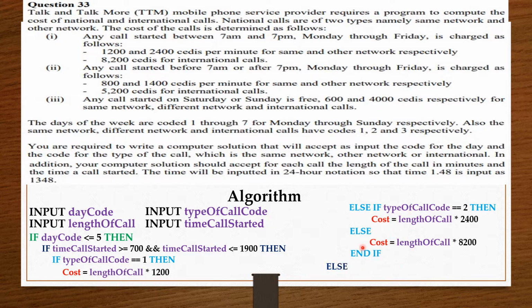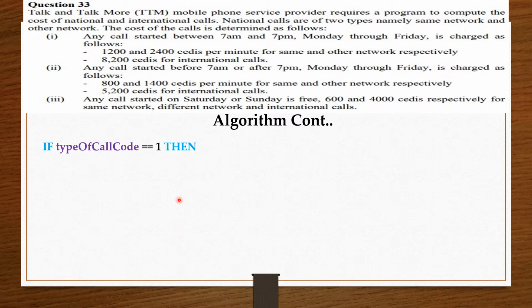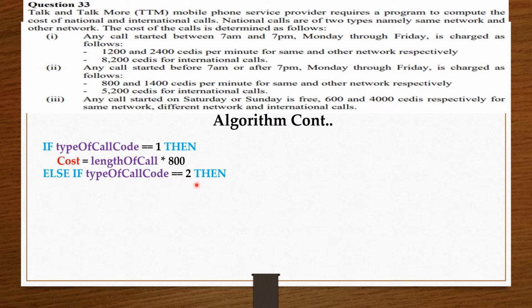Else, that is, if your call is not between 7 a.m. through 7 p.m., but between Monday through Friday, then the cost of your call will be the length of your call times the charge. So we are going to do the same for all the call types, that is 1 through 3, with their different call charges. That is for same network, different network, and then international calls.